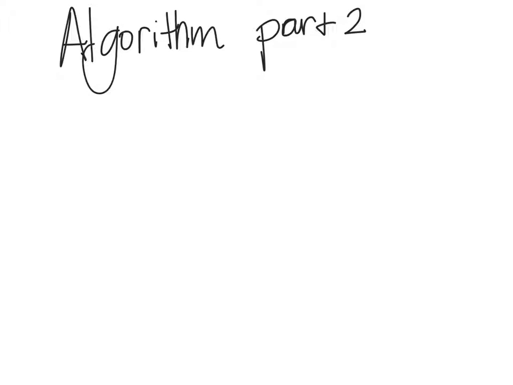All right, here it is, algorithm part 2. So I know in class we talked a lot about how you can use the expanded algorithm on anything that you're unsure of, kind of to check yourself. So let's try kind of a weird problem. Let's do 3009 minus 1726.